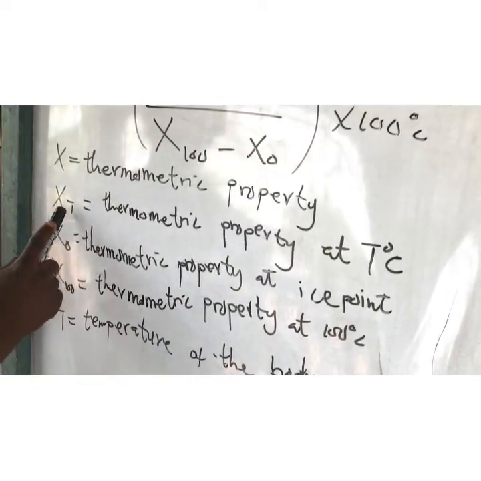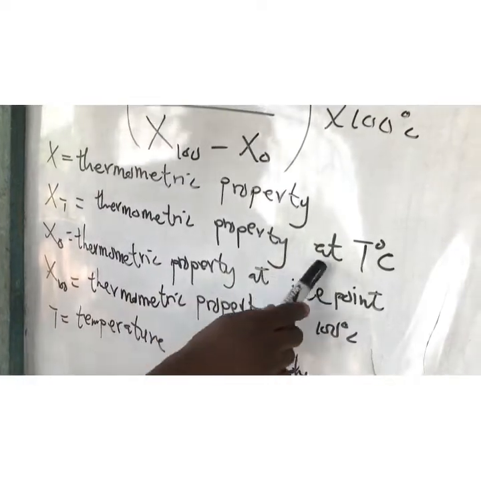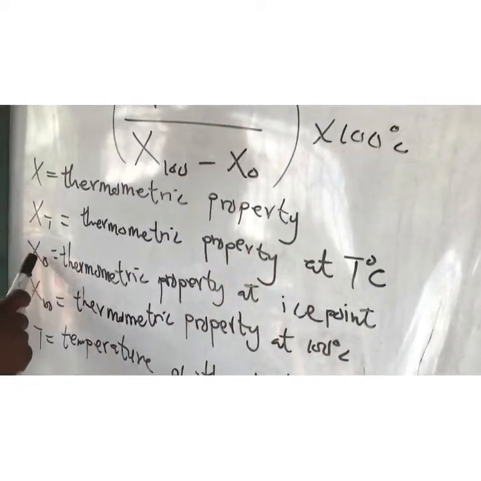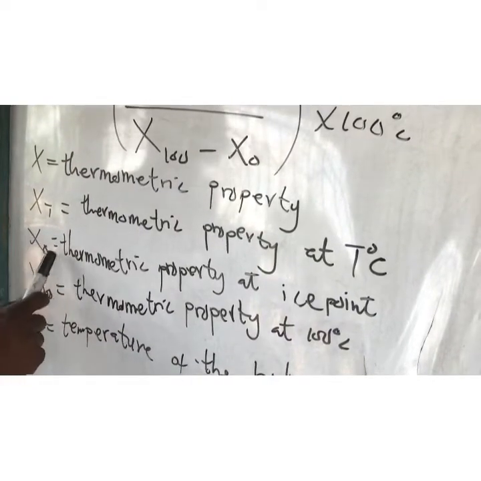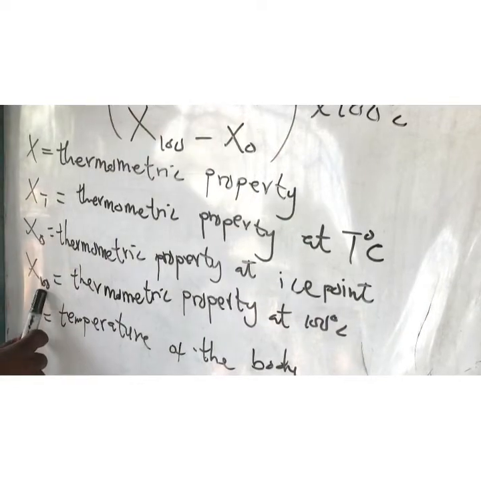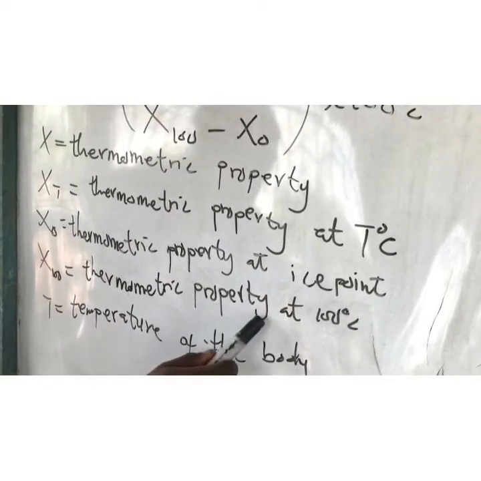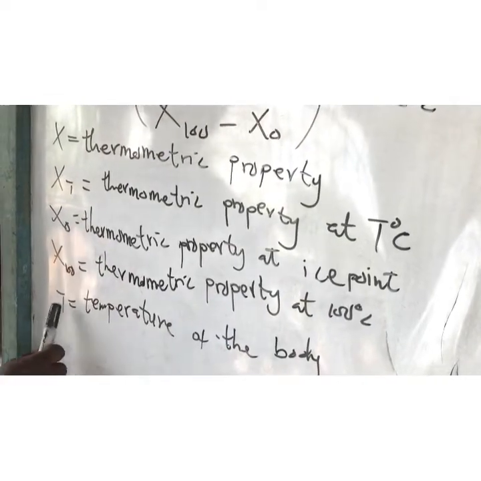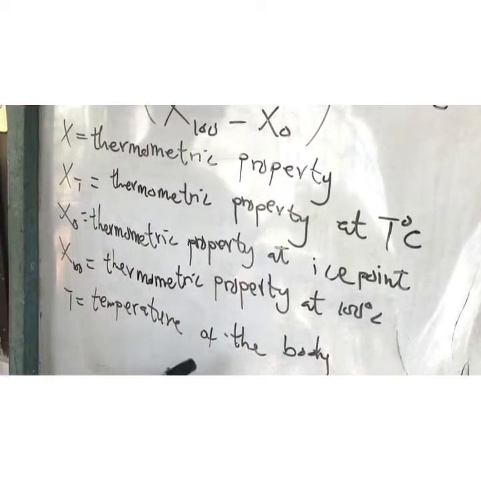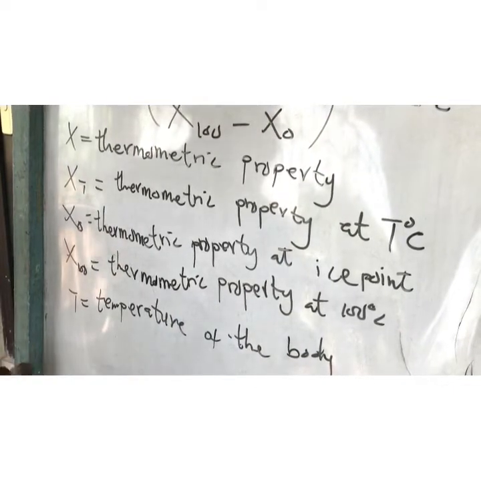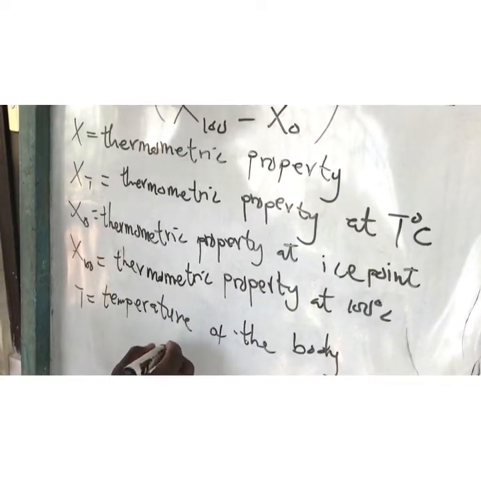Then this X_T will be the thermometric property at the temperature at which we are measuring the body. And this X_0 here will be the thermometric property at the ice point. X_100 is the thermometric property at 100 degrees Celsius, which is the same as the steam point. T is the temperature of the body, and the unit of this T is degrees Celsius.